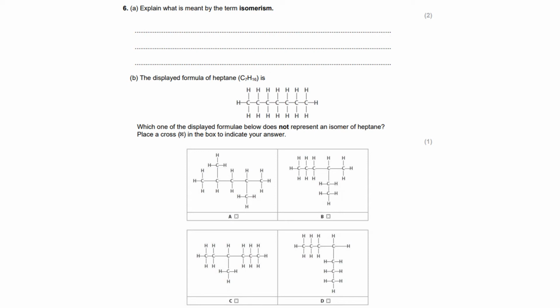Question 6a then, explain what is meant by the term isomerism. So this is one of those key terms that you just need to go away and learn. So for this one, obviously it's 2 marks. You need to say something along the lines of molecules with the same molecular formula.